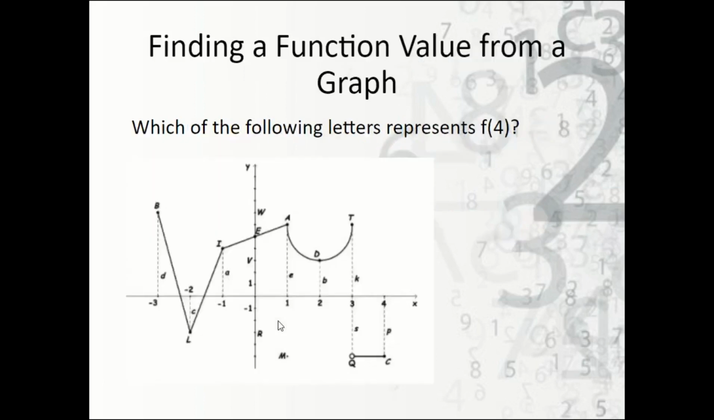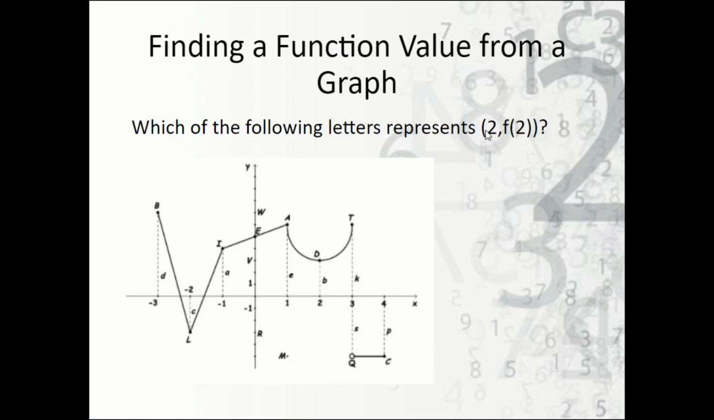So, finding a function value from a graph. Which of the following letters represents f of 4? I'm going to go here to where x is 4, which is here. Notice I have f of 4 is represented by this dotted line P here. So it's right there, and we would say then that P represents f of 4. Now if it asks for the actual solution, then that would be C. So P is our answer in this one.